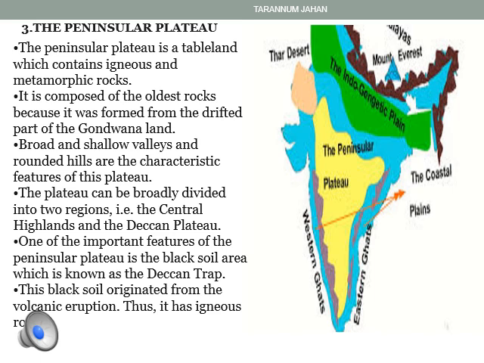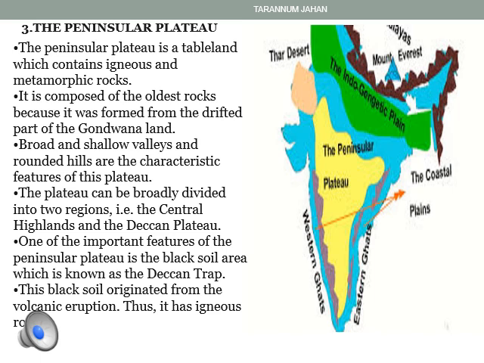In India, we find only two plateaus, that is the Deccan Plateau and the Central Highland Plateau. And one of the important features of Peninsular Plateau is a black soil area, which is known as the Deccan Trap. This black soil originated from the volcanic eruption. Thus, it has igneous rocks too.